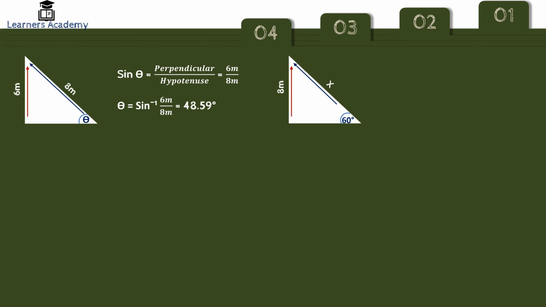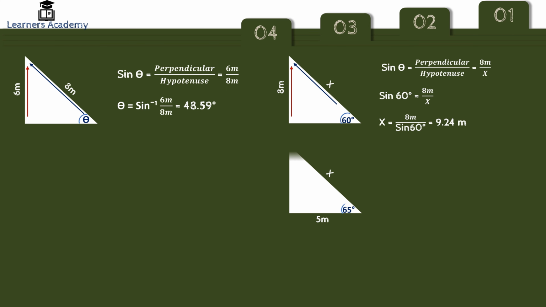Here we need to find the hypotenuse. Let's assume the hypotenuse is x. We know that the ratio of perpendicular to x is sine theta. We will apply it and will make x the subject. Then we will divide 8 meters by sine 60 degrees and will get x equals 9.24 meters.